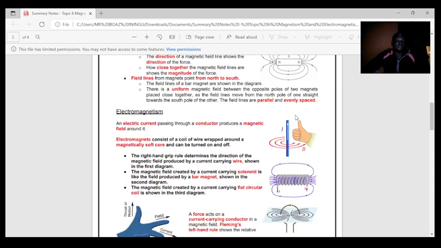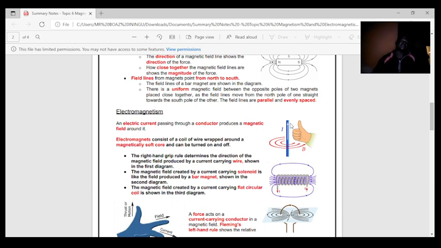Now, let us discuss something on electromagnetism. Of course, we know that when we have an electric current passing through a conductor, it will produce a magnetic field around that conductor. Normally, whatever we use here is what we call electromagnets, which generally consist of a coil. You wrap a coil around a magnetic soft core, and now when you pass current through that coil, a magnetic field is going to be created.